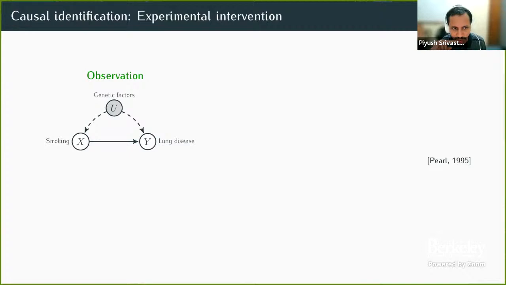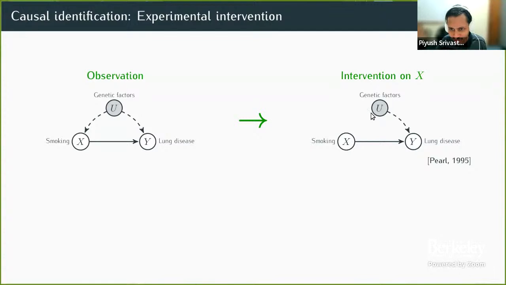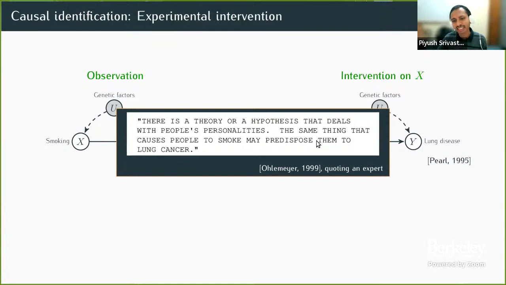This classical example from the work of Pearl is about how you see a lot of correlation between smoking and lung disease. But to really say that smoking causes lung disease, you have to remove the confounding effect of any other thing. And this is not just theoretical. This was actually argued in court by a lawyer for a particular company, claiming a hypothesis that deals with people's personalities: the same thing that causes people to smoke may predispose them to lung cancer.